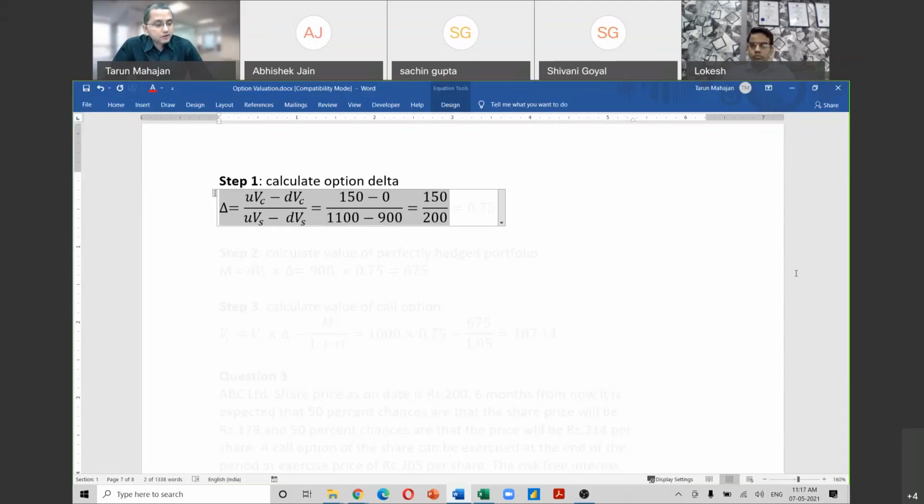Share fluctuation range is 200, option fluctuation range is 150 in this case. So option delta is 0.75. What does it mean?